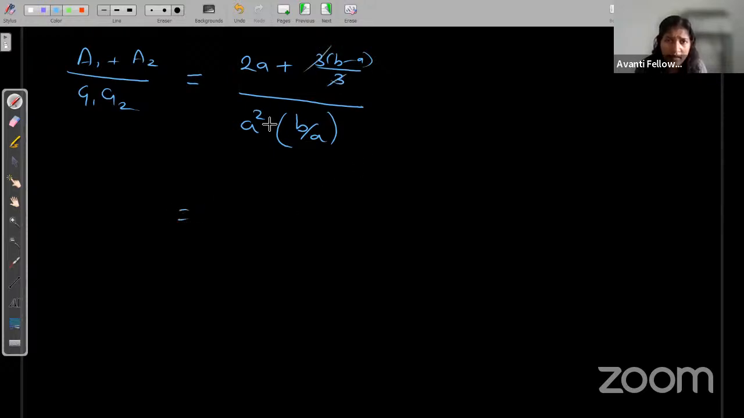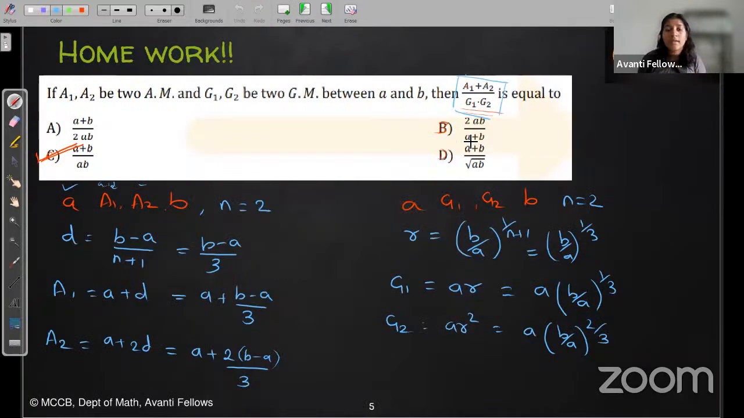This 3 gets cancelled. In the numerator, we will get A plus B. And in the denominator, these both terms get cancelled, A into B. Okay. So the right option is option C. Correct? So is this clear to you all? Any doubt in this problem? Tell me. Any doubt in this?